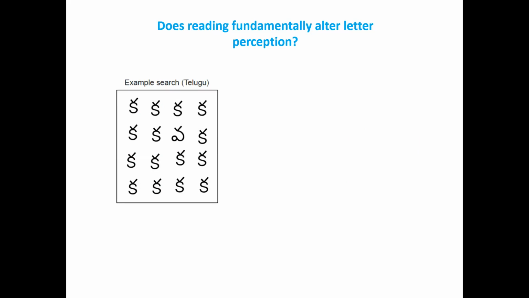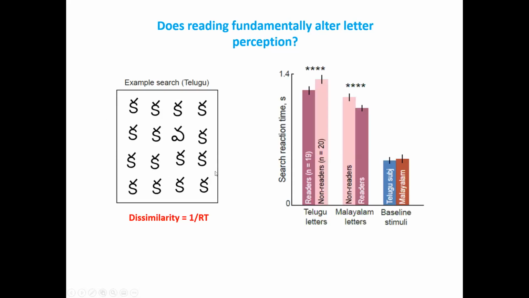So how do we do this? Well, we have an example search. This is shown for Telugu language. And we can make both sets of people, we can make the Telugu readers and the Malayalam readers both do the same task, because this is a task that does not require learning the language. It's just detecting the oddball, right? And we can measure the dissimilarity between every possible pairs of letters. And here's a kind of interesting result that we came up with.